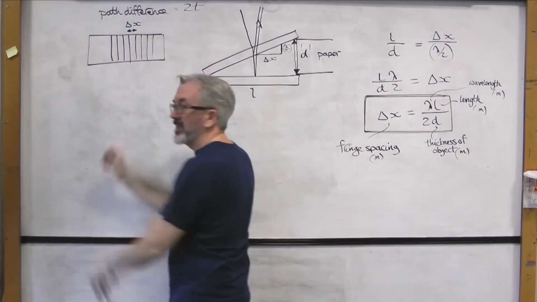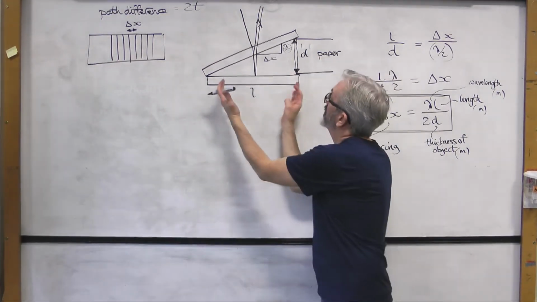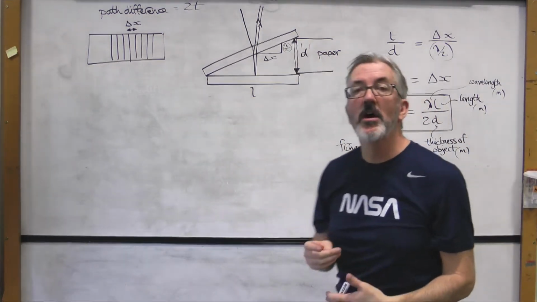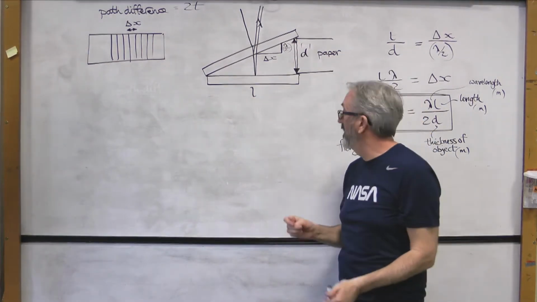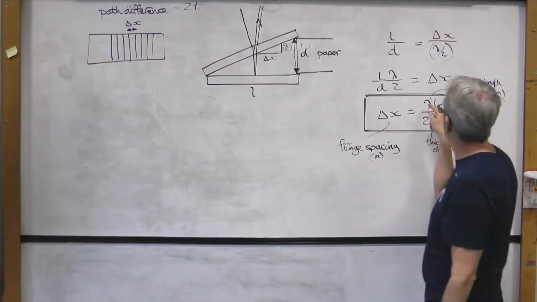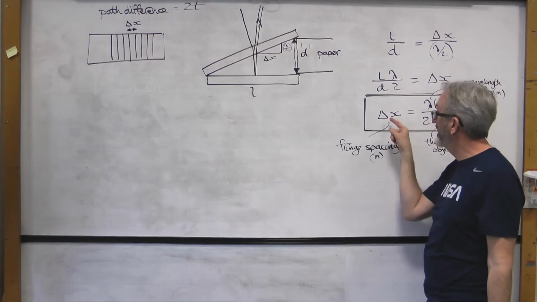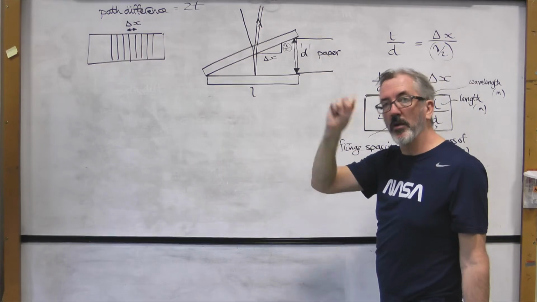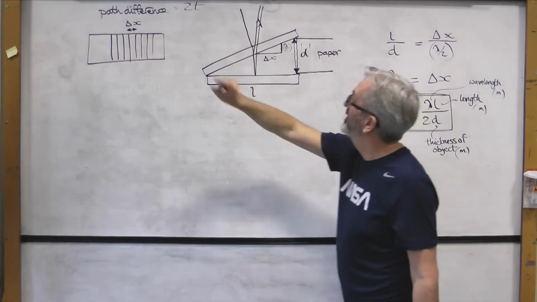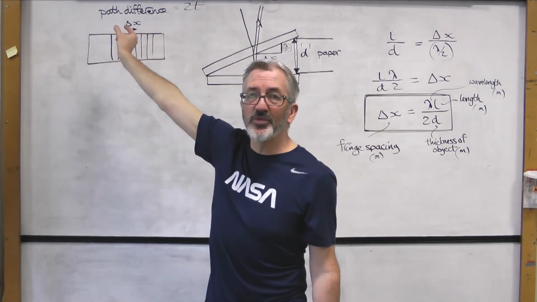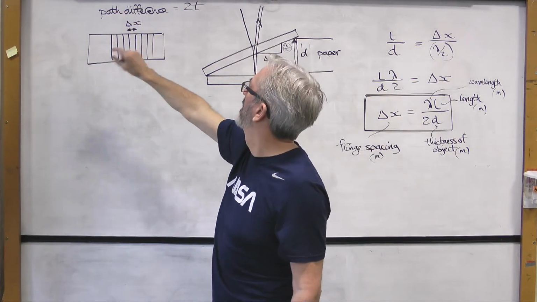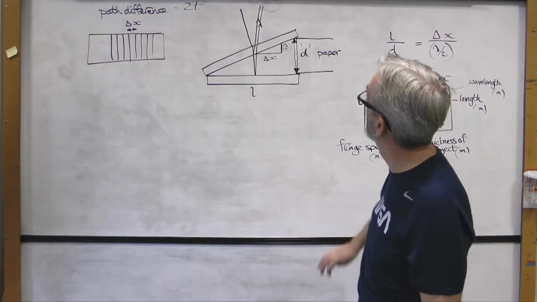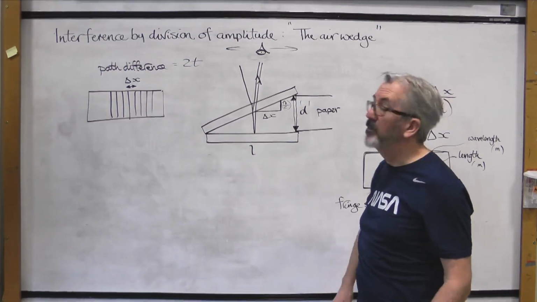So by measuring delta x and measuring L and measuring D, we could work out the wavelength of the light. Or if we use a sodium light and we know the wavelength of the light, then if we know lambda, we know L, we know delta x, we can work out D, the thickness of a sheet of paper. We're going to try that. Delta x is pretty tricky to measure. We need to use what's called a travelling microscope to measure the distance between the fringes. But, hey ho, let's give it a go.